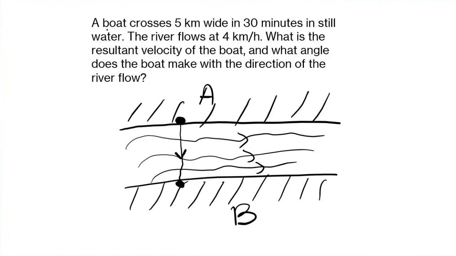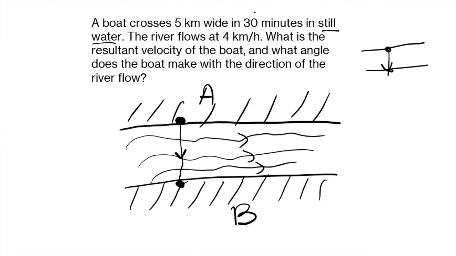So in this question, you have a similar case. The boat crosses 5 kilometers wide in 30 minutes in still water. So I'm going to consider still water here. And so the boat will move from here to here without a problem, because the river is not flowing in any direction, with any velocity. So the water is stationary. That is still water for you.